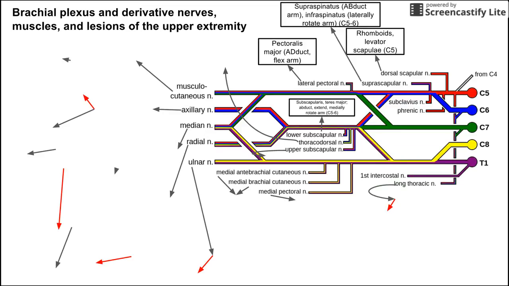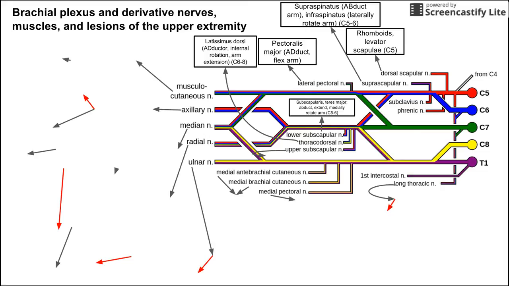So abduct, that's elevating your shoulder away from your body. Extension is similar. And medial rotation is turning of the arm inwards toward your body. That's a medial rotation. The thoracodorsal nerve, also called the middle subscapular nerve, innervates the lats, the latissimus dorsi, which is another powerful abductor, internal rotator, and arm extender.